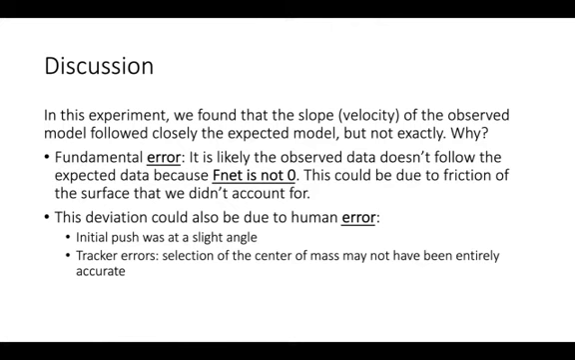In this experiment, we found that the slope, which is the velocity of the observed model, followed closely the expected model, but not exactly. Why? The fundamental error is that it is likely that the observed data doesn't follow the expected data because the net force is not 0. This could be due to friction of the surface that we didn't account for.